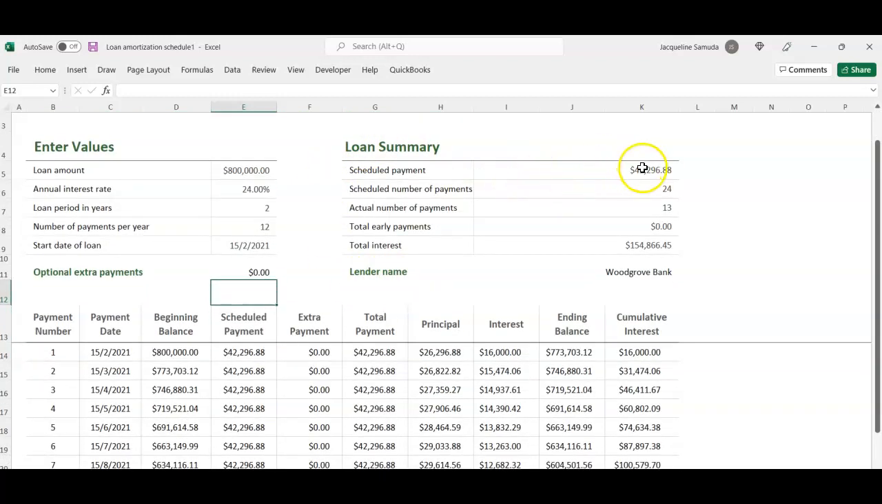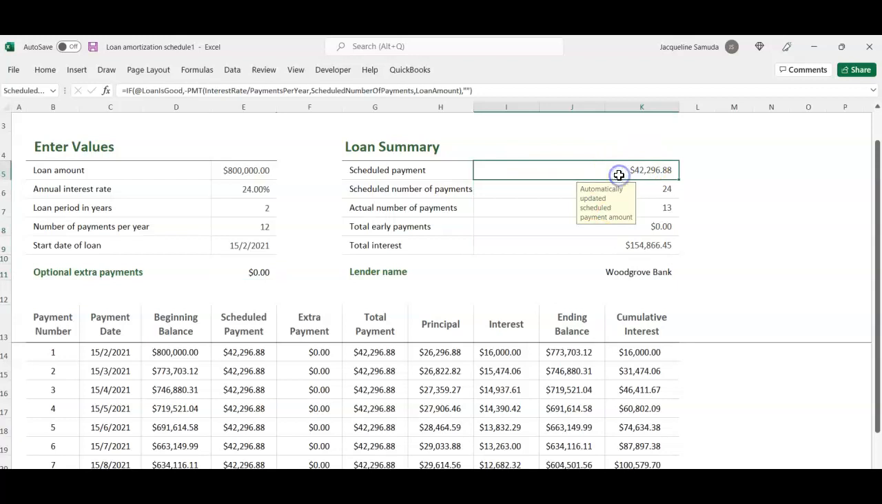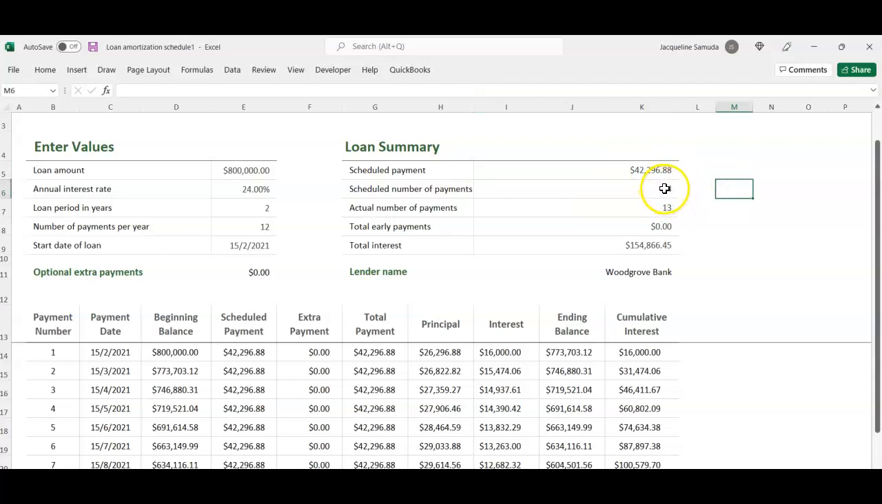And the loan summary tells you that you'll be paying out $42,000 per month. It's telling you that you'll be making a total of 24 payments. Because we're now in 2022, it has assumed that the loan is still in progress, and it is indicating that you've made 13 payments so far, meaning from the 15th of February until today. There were no early payments, but look at this. This is the amount of interest that is going to be recovered over the life of the loan, the 2-year period.